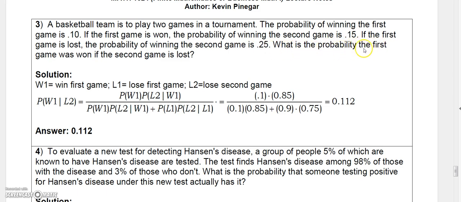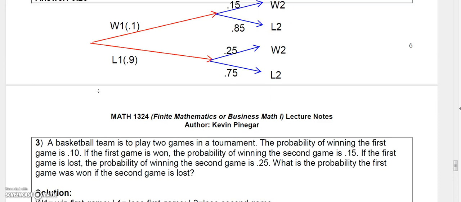Okay, so we're looking for the probability that we win game 1 if, which basically is the same as saying given, that we lose game 2. So let's just let W1 be that we win the first game, and then L1 lose the first game, and L2 would be lose the second game, and then of course W2 would be win the second game. So we're wanting to know the probability that we win game 1 given that it is known that we lost game 2. Okay, so now let's go up here and look at the table.